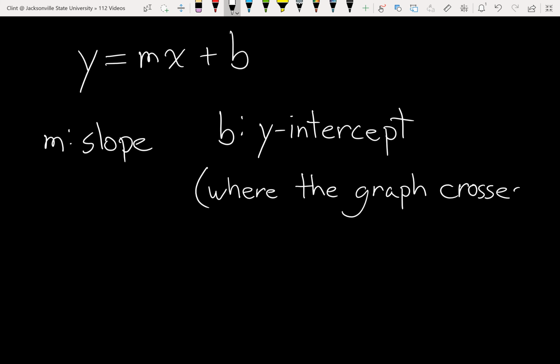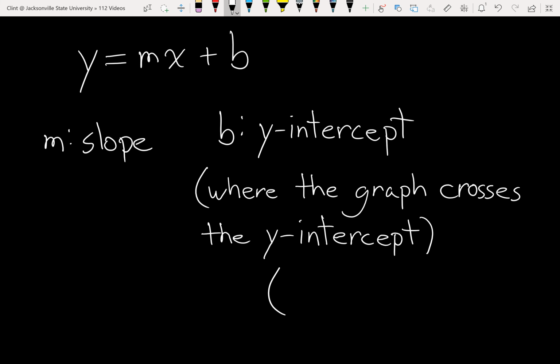So where does our graph intercept, or where it crosses the y-axis? So we get y-intercept out of it. So that's going to be a point. And since we're crossing the y-axis, the x-coordinate of that y-intercept is always going to be 0. Yeah, it's always going to be 0. So our y-intercept as a point looks like (0, b), whatever b is. b is just a number. Okay.